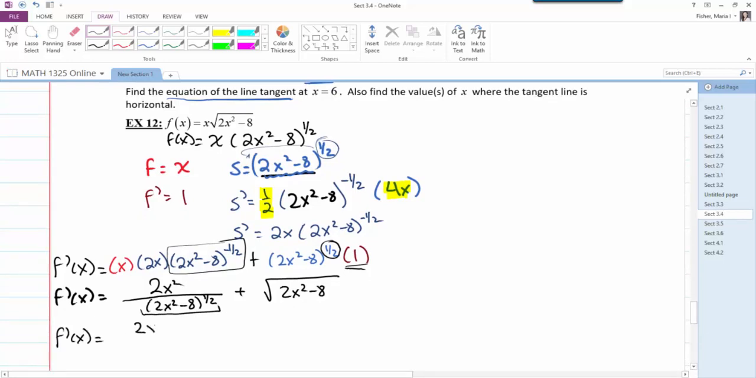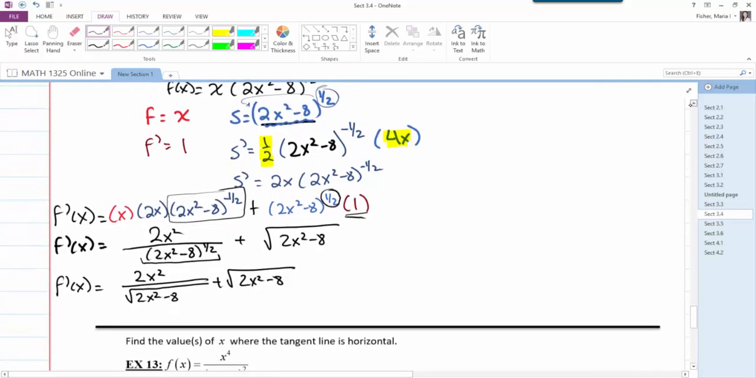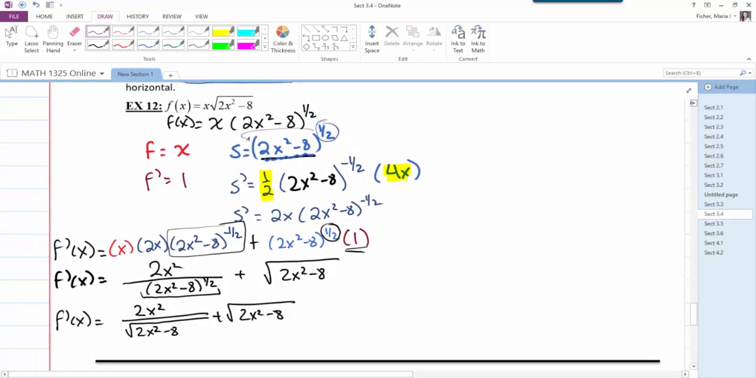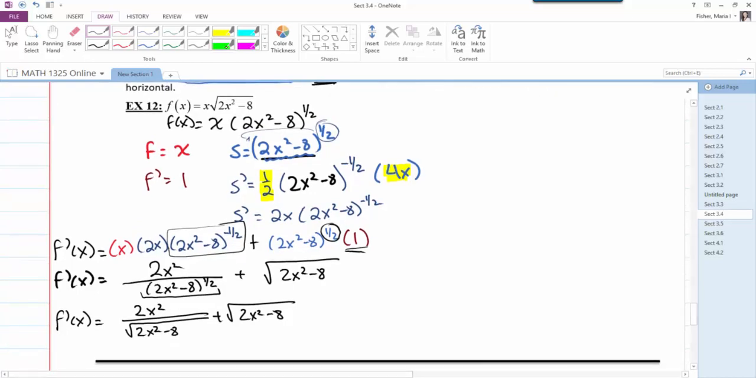So this is going to be 2x squared over the square root of 2x squared minus 8 plus the square root of 2x squared minus 8. We're going to leave it like that for right now. We're trying to find the equation of the tangent line at x equals 6. So that means I'm going to have to plug in and find f prime of 6.